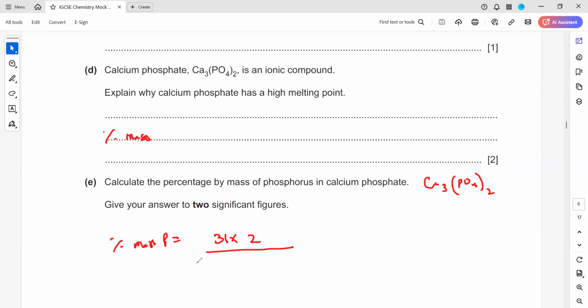Divided by the total mass of the compound: calcium is 40 multiplied by 3, plus phosphorus is 31 multiplied by 2, plus oxygen is 16 multiplied by 4, multiplied by 2, 8. And then multiply by 100. So it's the mass of the element in a compound divided by the total mass of the compound into 100. What's the answer? Like how we do for NPK.